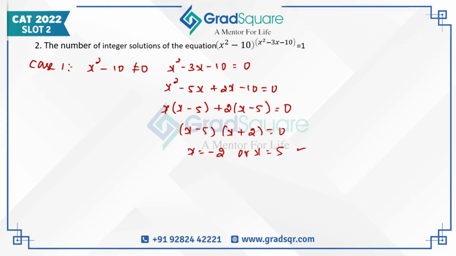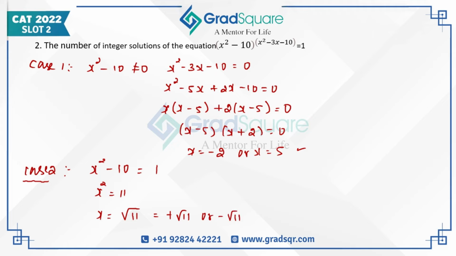Now what will be case 2? What happens if my base value is equal to 1? So x² - 10 = 1, so x² is equal to 11, and x is equal to square root of 11, which gives plus root 11 or minus root 11, which is not an integral value. So these two values cannot be considered.